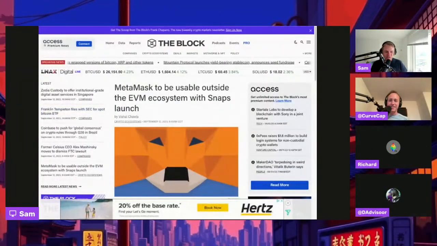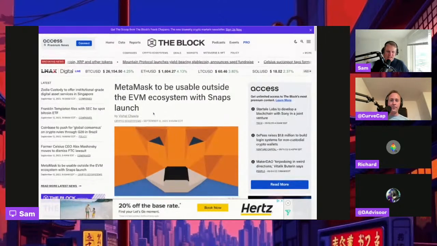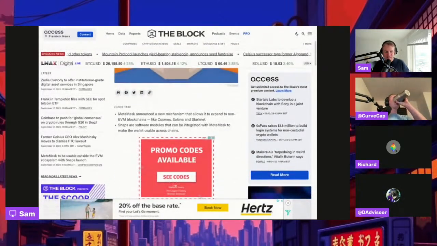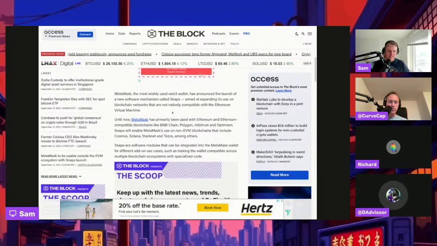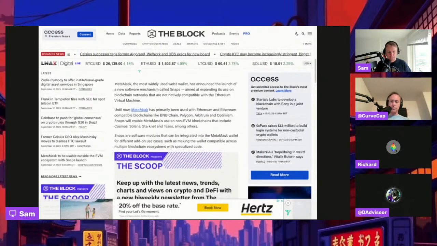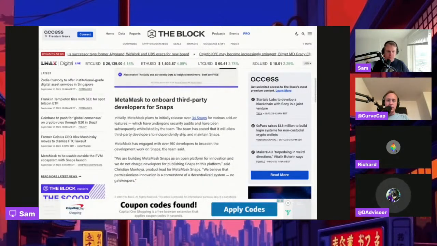MetaMask is also going to be opening its EVM ecosystem and allowing connection to Cosmos, Solana, and Starknet. That's pretty cool. Yeah, quite big, to be honest. To be able to use MetaMask, I think it can really open a lot of new users to these other networks. Definitely myself, for example.